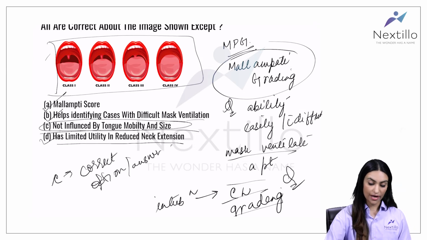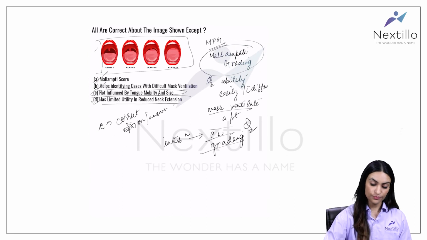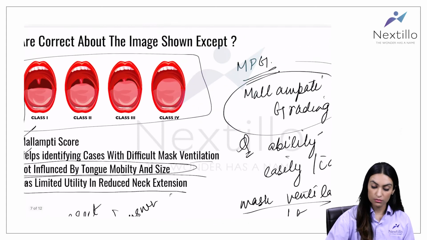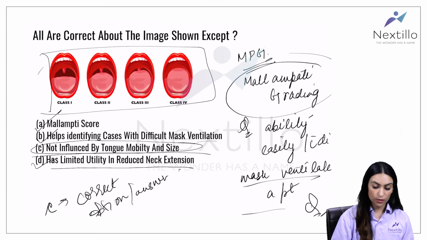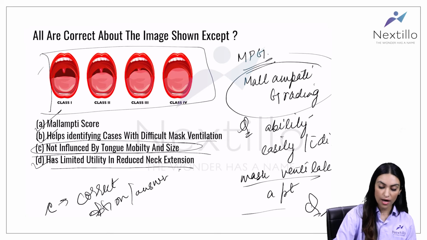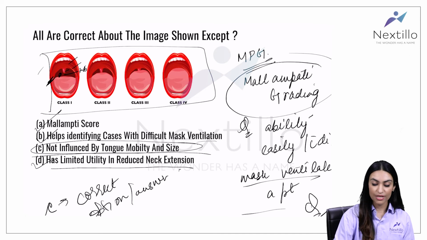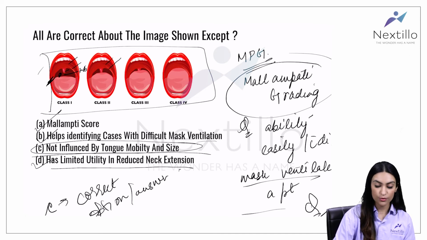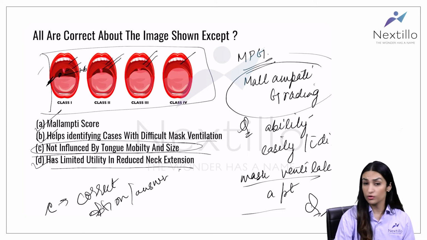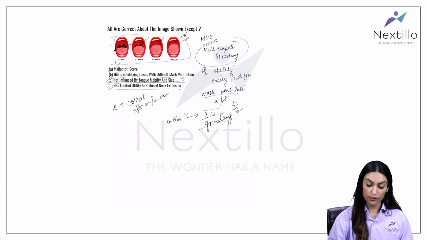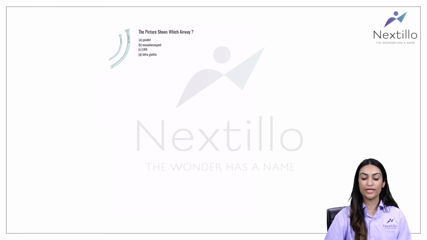Okay, so we have our MPG grading here. In MPG grade 4, what can you see? Just to revise here, grade 1, grade 2, grade 3. In grade 1, you can see the hard palate, the soft palate, the uvula with its tip, the faucial pillars, the tonsillar pillars, and the posterior pharyngeal wall. All right, in grade 2, you can see the hard palate, the soft palate, and the base of the uvula. In the MPG grade 3, you can see the hard palate and the soft palate. And in grade 4, you'll only be able to see the hard palate. So this is what you have to know about MPG grading here. Okay, simple. Now let's go on to the next picture.